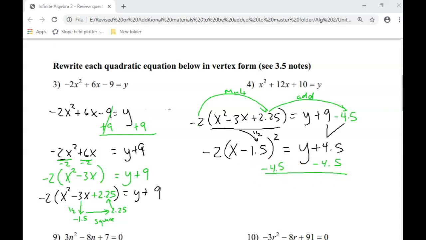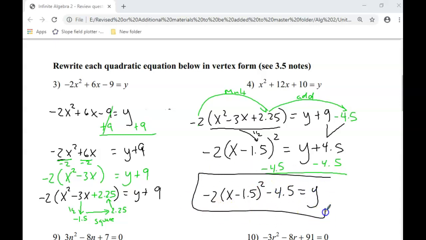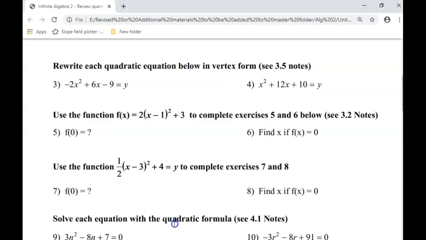And that's how you change a polynomial from standard, or a quadratic equation, I should say, from standard form into vertex form. And by doing that, we can now see our vertex, and we can tell whether it's a happy face or sad face and graph it if we wanted to. But that's the process. All right, let's continue.